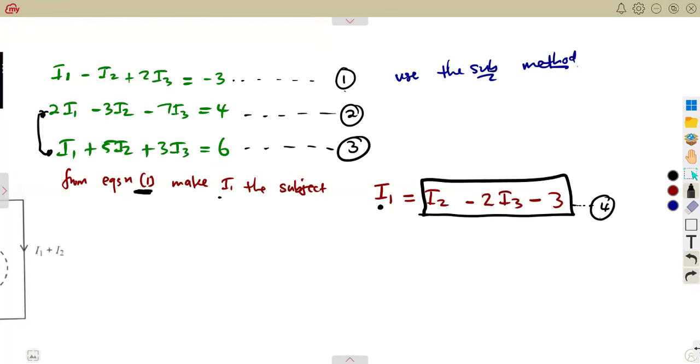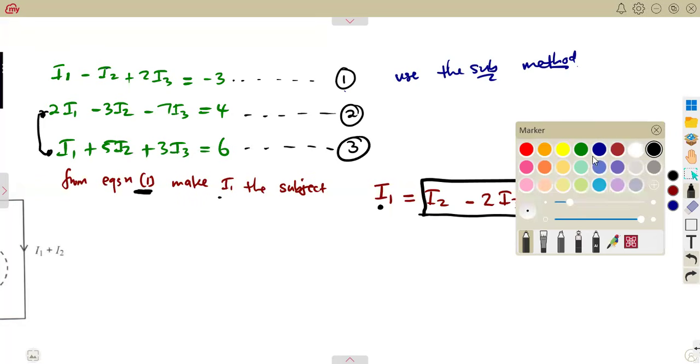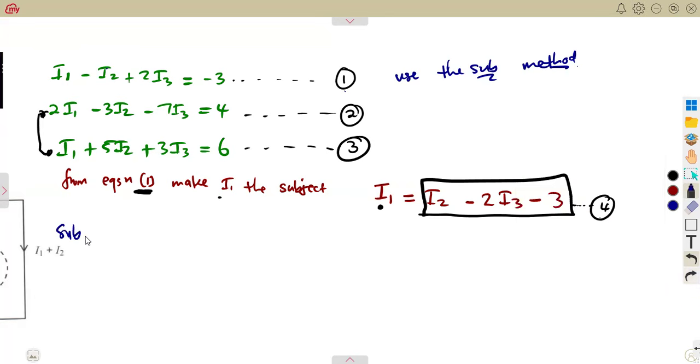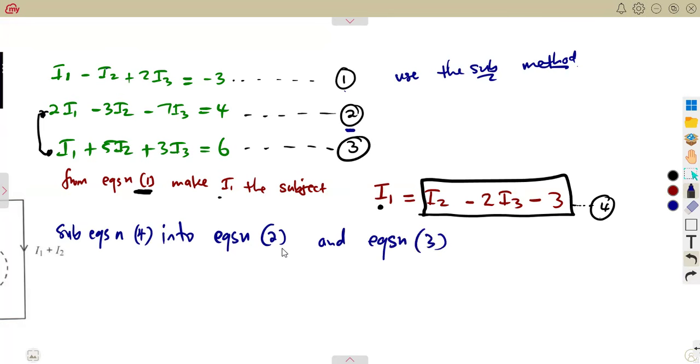All right, so this is how it's going to look, guys. I want you to see. So let us just say substitute. It's now equation 4. So you're going to substitute equation 4 into equation 2 and equation 3, which are the remaining ones from what we are given. So this is what is going to happen, guys.